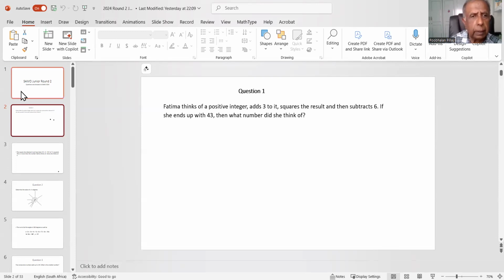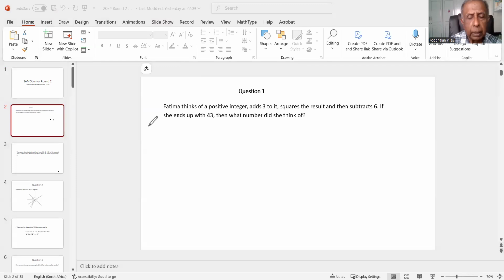All right, I think the best way to do this, there are other ways, but we will just say let the number be x. Let her number be x. And then we try to create an equation involving x using the information. It's a positive integer. She adds 3 to it, and squares the result. And then subtract 6. The answer is 43.